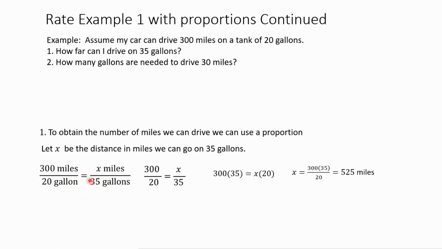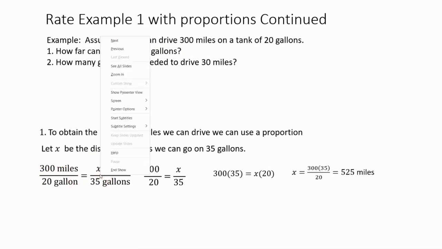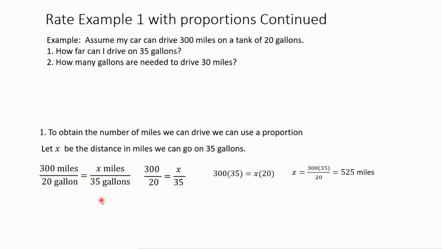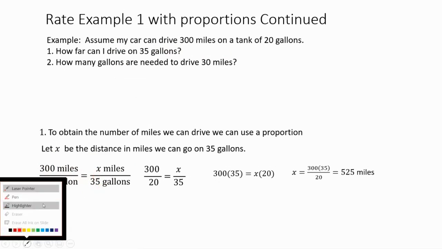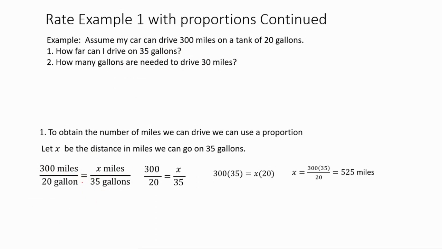So we have one rate, which is based on given information, and the other rate based on an unknown, as you can see. And then it's just like before. You can cancel units, as you can see. Miles and miles here cancel. Gallon and gallon here cancel.